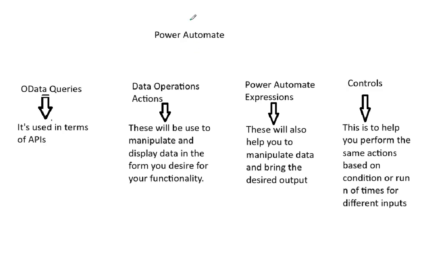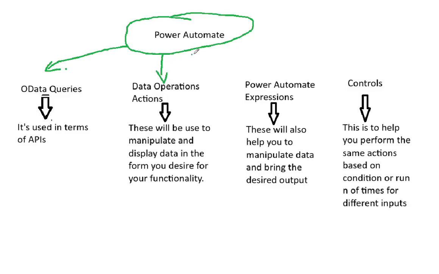So going ahead with Power Automate, from my perspective, there are four building blocks that you should be aware of when proceeding with Power Automate. The first one is OData query. The second one is data operation actions. The third one is Power Automate expressions. And the fourth one is controls. So moving on, let me start by talking about OData queries.